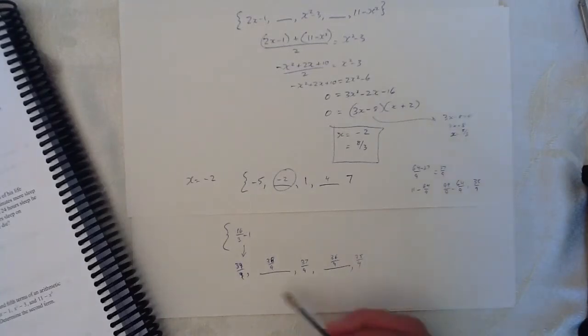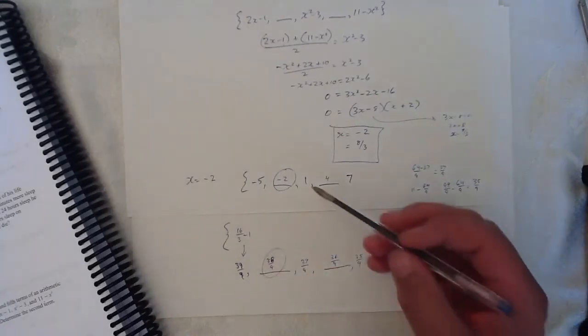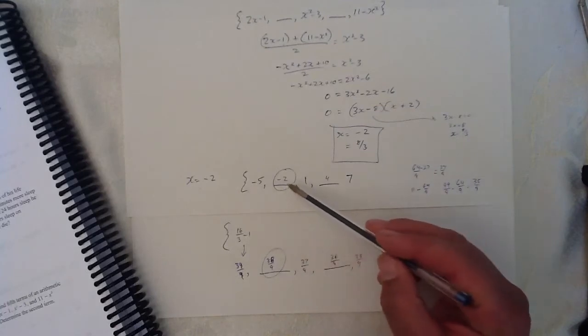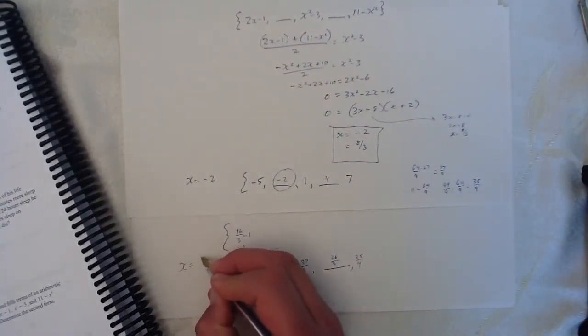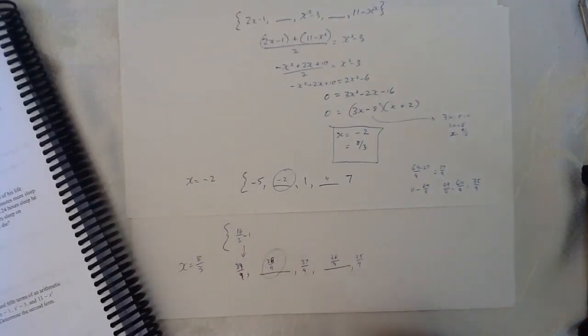It's an arithmetic sequence. And then we're looking for this one. So those are your two answers then. If x equals negative 2, the second term is negative 2, and where x equals 8 over 3, the second term is 38 over 9.